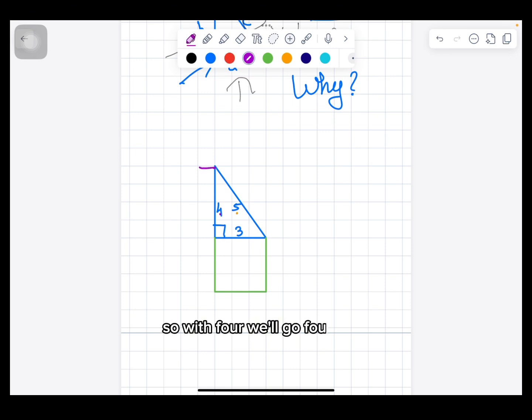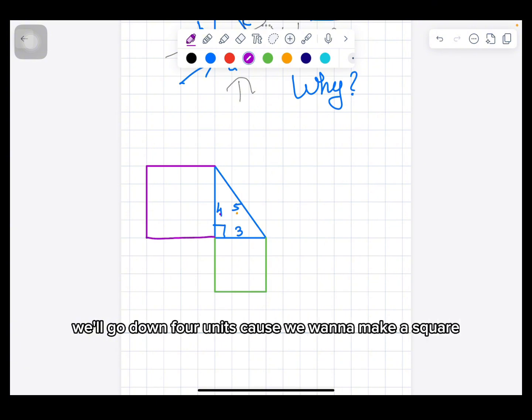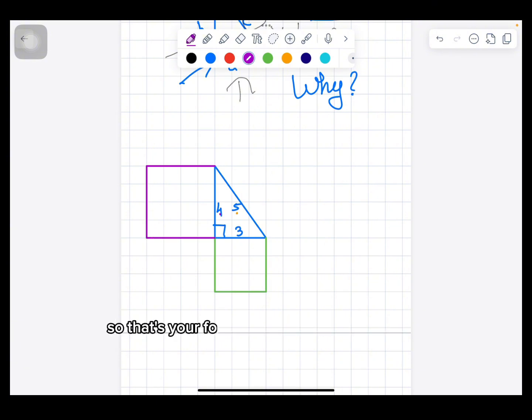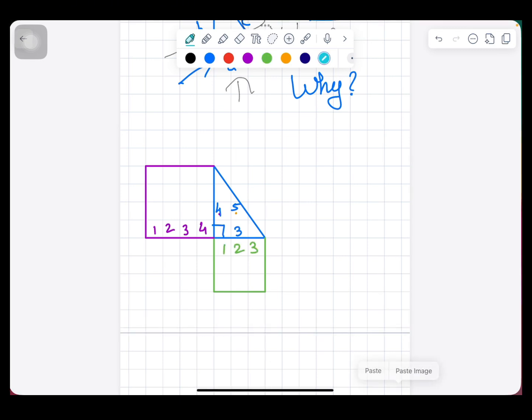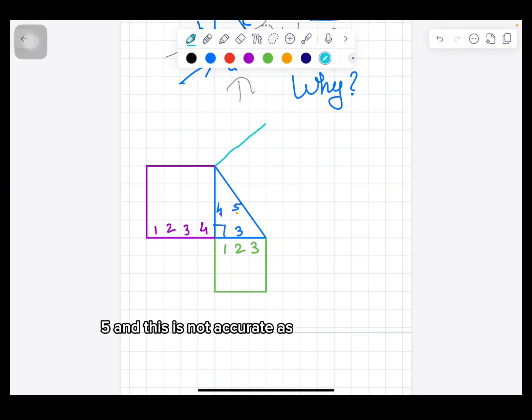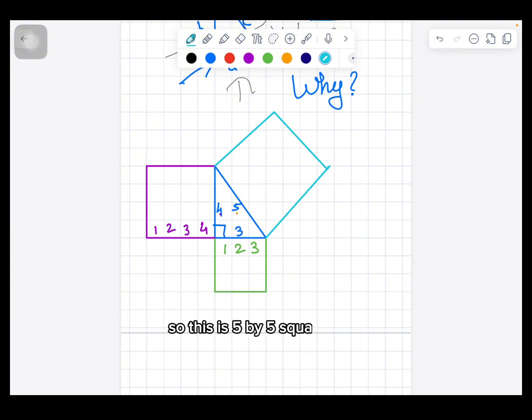With 4, we'll go down 4 units because we want to make a square. So that's your 4 by 4, or 4 centimeter square. Let me label it 1, 2, 3, 4. It's exact, that's why I'm using grid paper to have the exact lengths. And then we'll go with 5. This is not as accurate, but I'm assuming this is a 5 by 5 square.